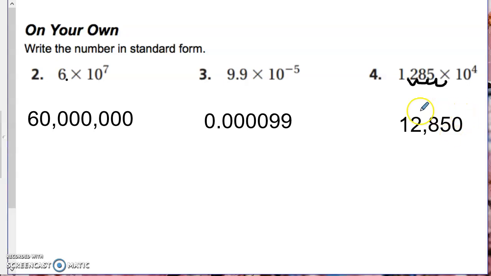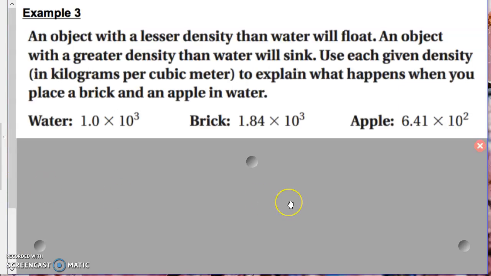12,850. Now some people say, well, isn't this actually less writing than writing this in scientific notation? And that is true, but we're just learning about how to write numbers in scientific notation. Scientific notation is typically used when numbers are really, really big or really, really small.